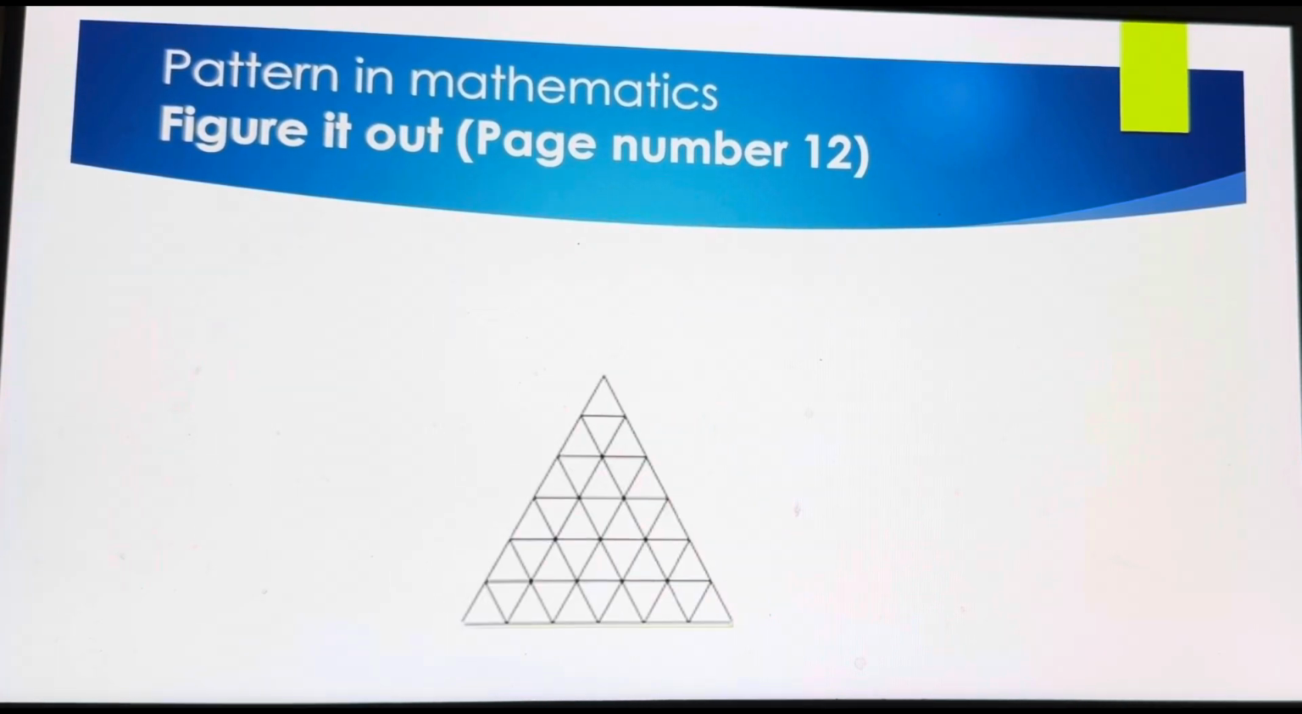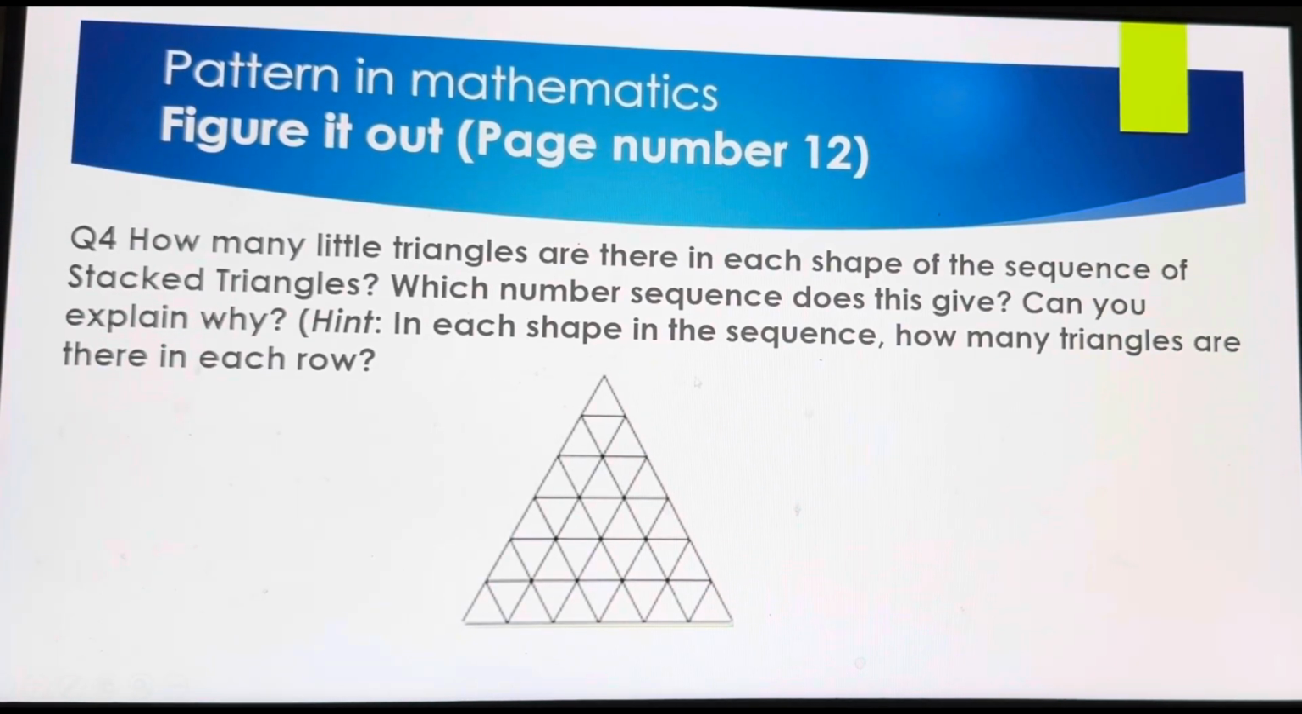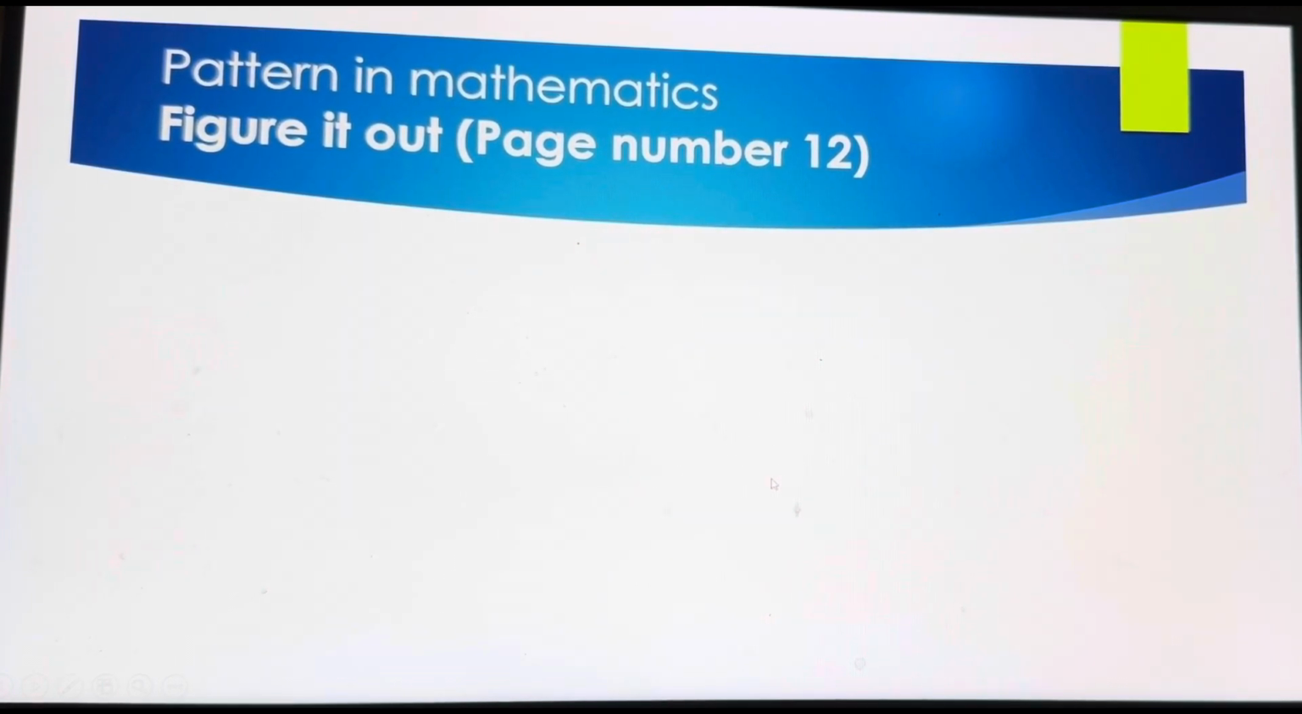Now next was stacked triangles. So in that again 1, 4, 9, 16, 25 triangles were given. So here we will add the next odd number and you will get the stacked triangles with 36 triangles. Here you just need to draw the next sequence. So I'm just showing how you can draw, right?